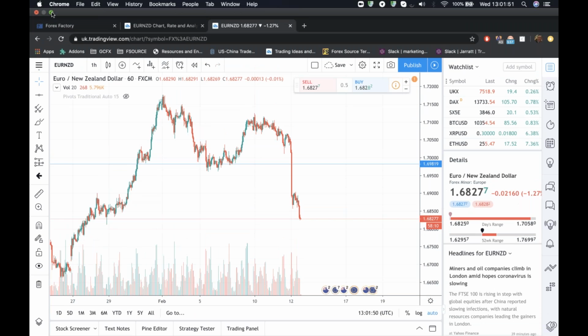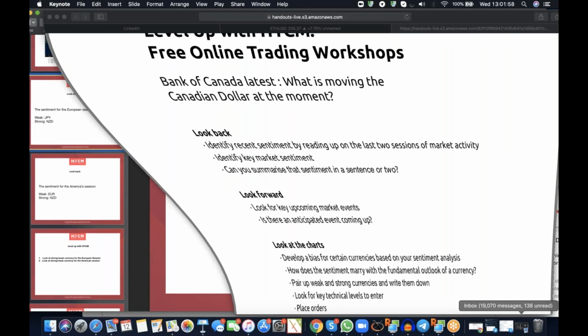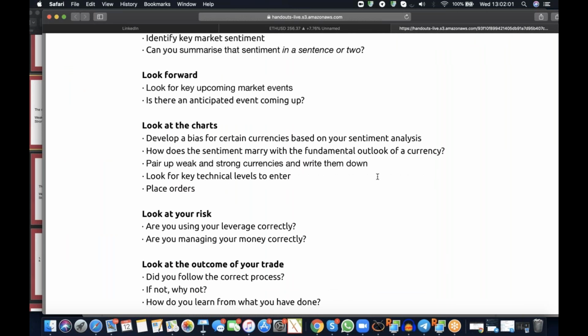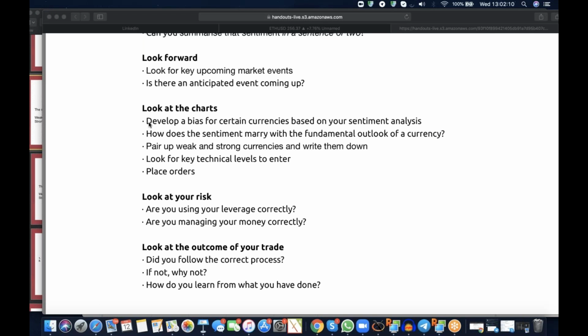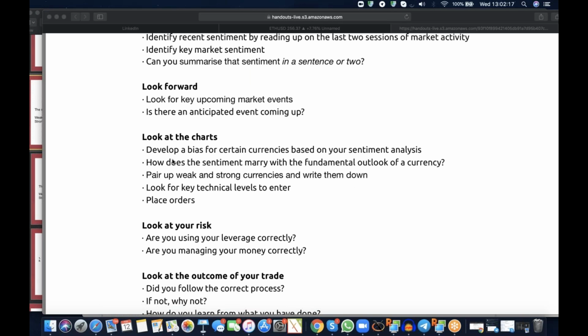Okay, so that's the two currency pairs. Have a look at them as we go through, and also use this sheet in your own trading. Try and do it yourself. Try and think each day, well, okay, which is the strong currency? Which is the weak currency? That is the key grasp for you to get. Use this. Look at the recent set. Can you summarize the sentiment? Look at the charts. Pair up weak and strong currencies. Write them down. Look for key technical levels to enter and place your orders.